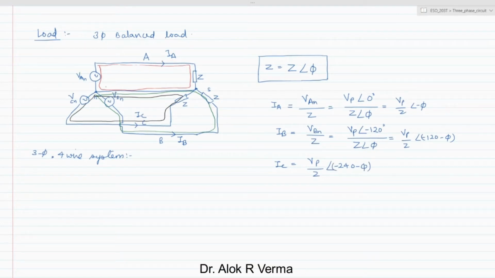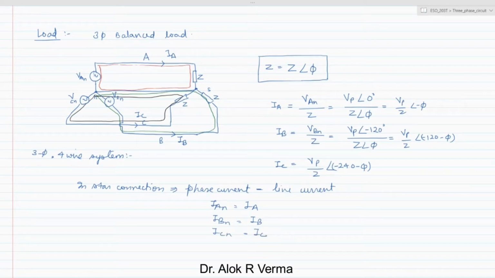So these are the line currents. Now if you see the phase current which is going in the winding, the current which is flowing through each phase is the same. So in the star connection, phase current is equal to the line current. So here, the current IAN is nothing but the IA. Similarly, IBN is nothing but the IB, and ICN is nothing but the IC. So IAN is the current which is flowing here.